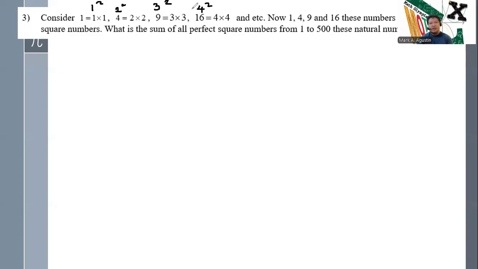So what is the sum of all the perfect square numbers from 1 to 500? How do we solve for that one? Having an idea of perfect square numbers will help us solve this one because, as you can see, we will first try to find the highest perfect square number near 500. So how do we do that?